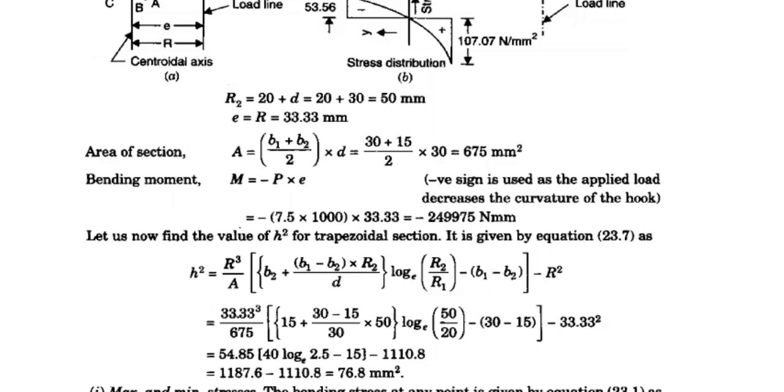Now please try to write down the terms that are involved in h square. Please identify them. What is the formula of h square here? R cube by A. So what are the terms? The R value is there, the A value is there. Then we have the terms b1, b2, and d, and the R1 and R2 values.